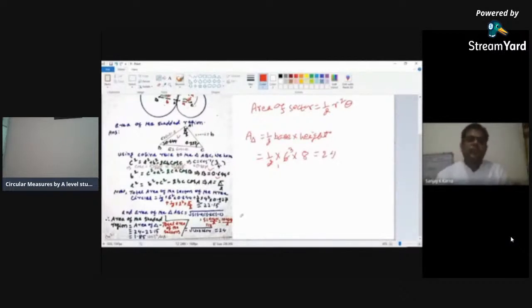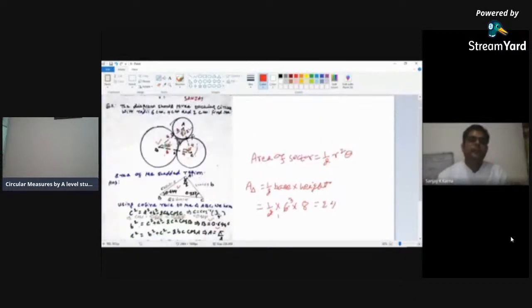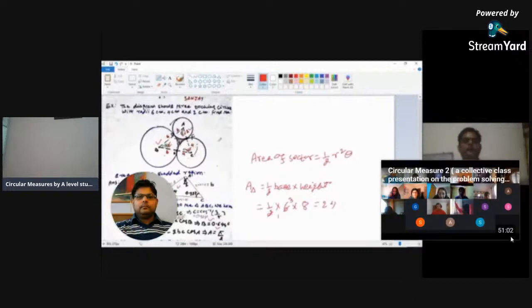So now we have the area of the triangle as well as the total sum of the areas of these sectors. From the area of the triangle you deduct the area of the sectors, then you have the value of the area of this shaded region. In this way we apply the cosine rule and other geometrical and trigonometrical skills in order to solve the problem from circular measure.